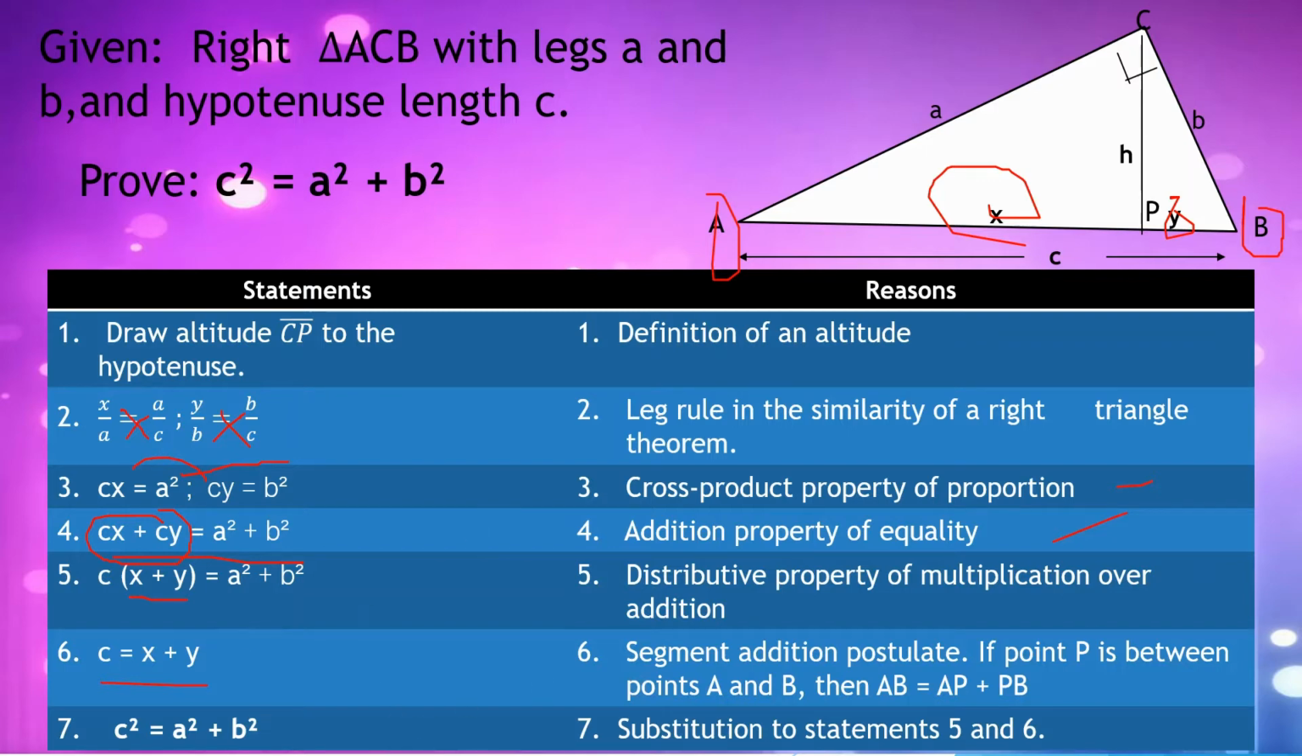Then after that, we know that this is C. So we have C times C is C squared. So now, C squared is equal to A squared plus B squared. So we have the substitution to statements 5 and 6. So this will be the Pythagorean formula.